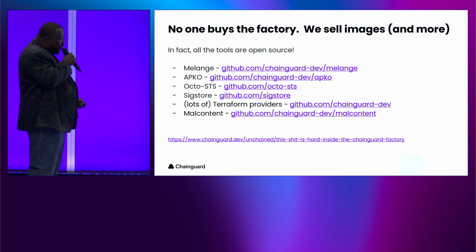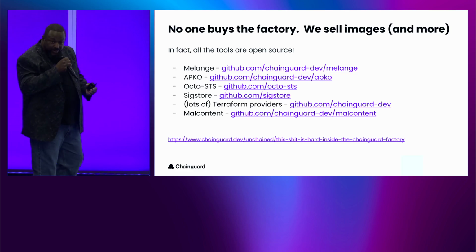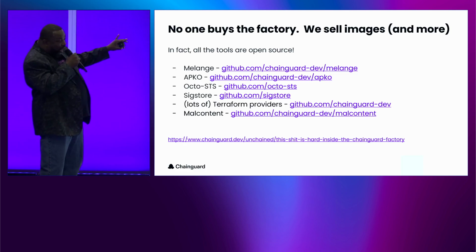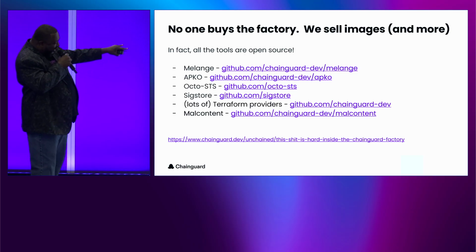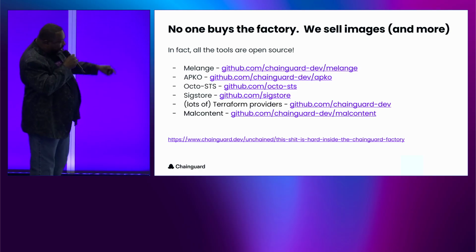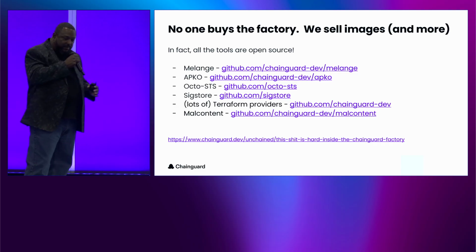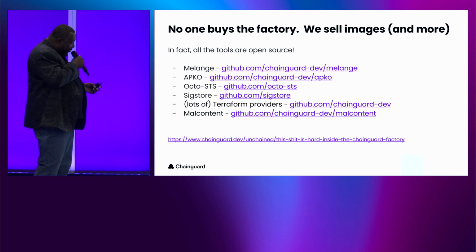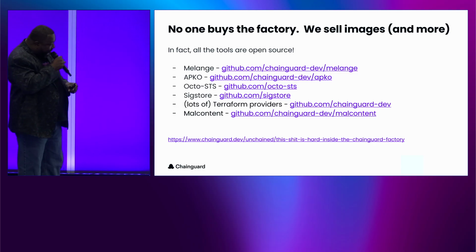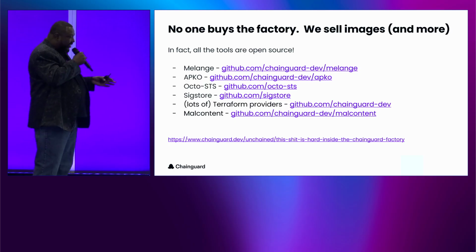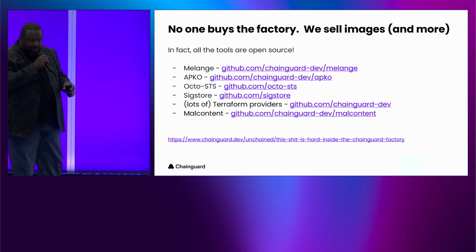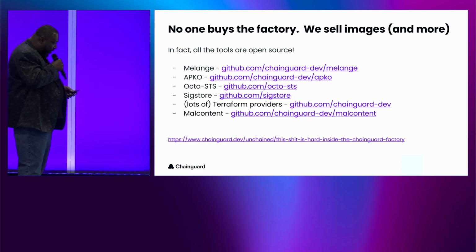These are all of the tools that we use to build software at Chainguard. Melange is our package manager that helps us to build APKO packages. Octo STS is a GitHub security tool for security tokens. SigStore is for signing. We have a whole bunch of Terraform providers. And last but not least, Malcontent will check your container images for malware.